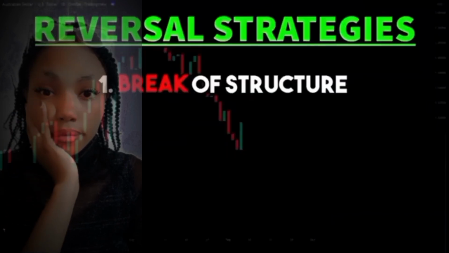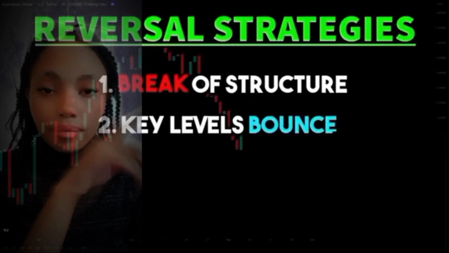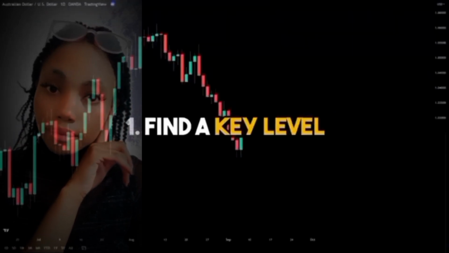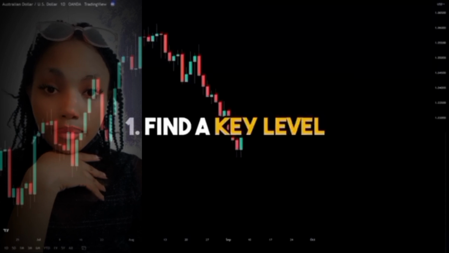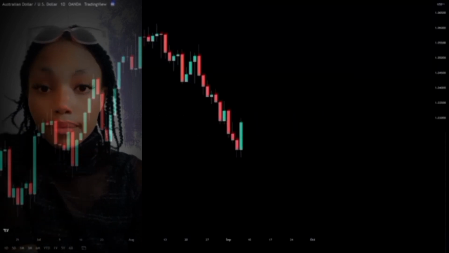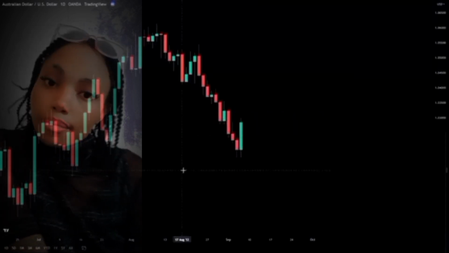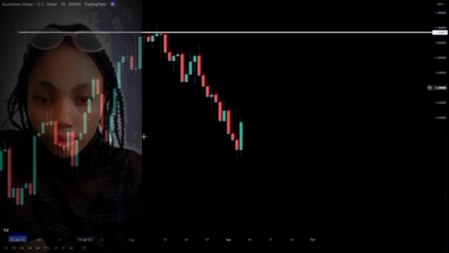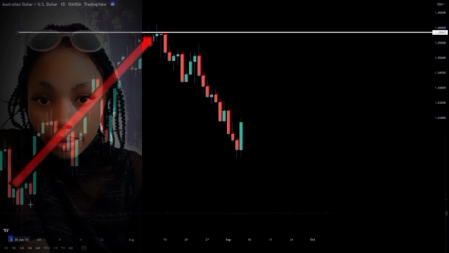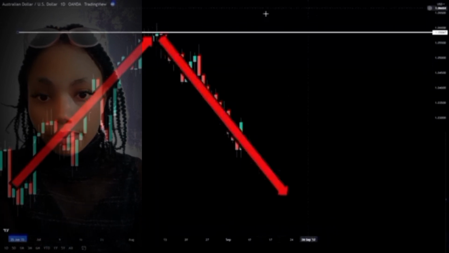For the second strategy, we'll be using key levels. The first thing we need to do is to find a key level. Key levels are basically levels where price reverses from. So once you look towards your left, you will see that right around this level right here, this is when price went from going up to going down. So this is our key level.